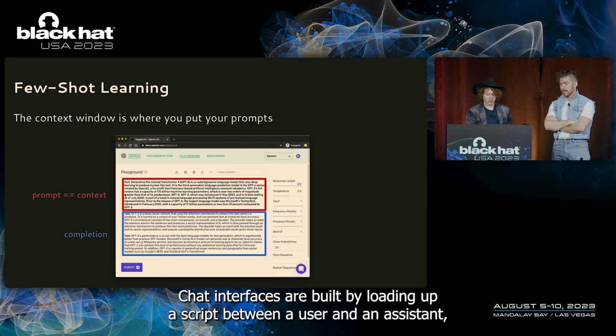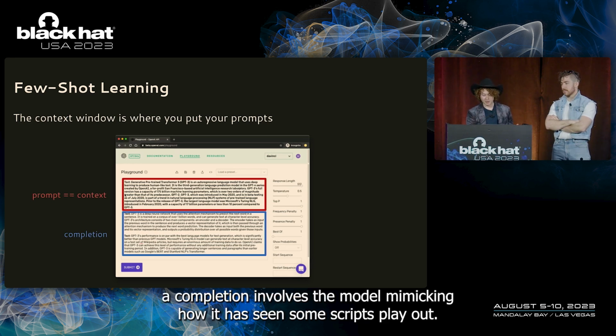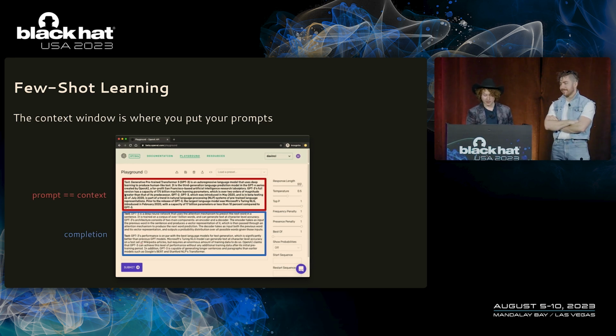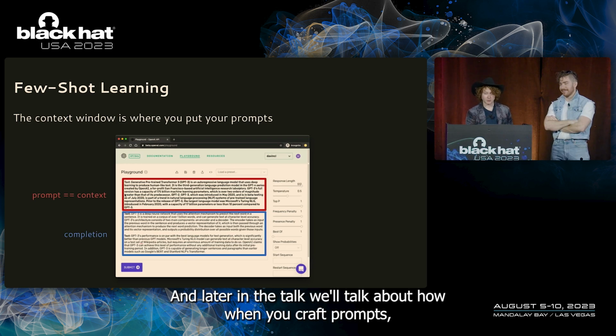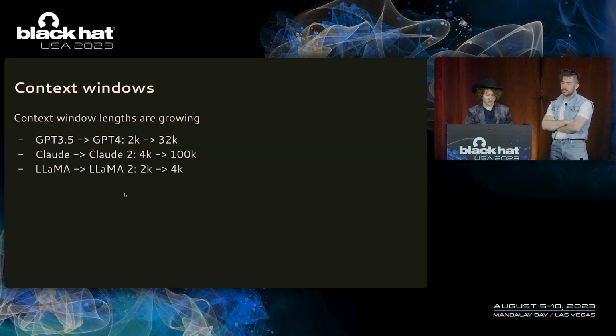Chat interfaces are built by loading up a script between a user and an assistant, and then asking the model to then just continue that play. Generating a completion involves the model mimicking how it has seen similar scripts play out. And later in the talk, we'll talk about how when you craft prompts, that has a significant impact on what you can get models to do.